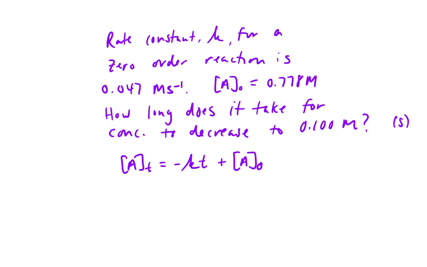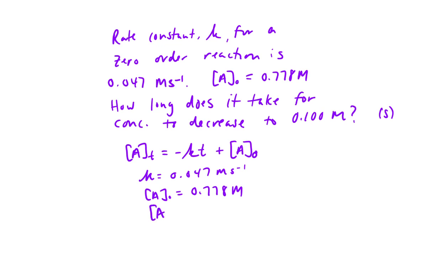So we have that. We have our rate constant, K is 0.047. We have an initial concentration, A sub 0 is 0.778 molar. What else do we know? Yeah, the concentration. Oh, look at all the hands. Everyone yelled out simultaneously. Beautiful. The final concentration, or A at time t, is 0.100, excuse me. Everyone see how we got that?